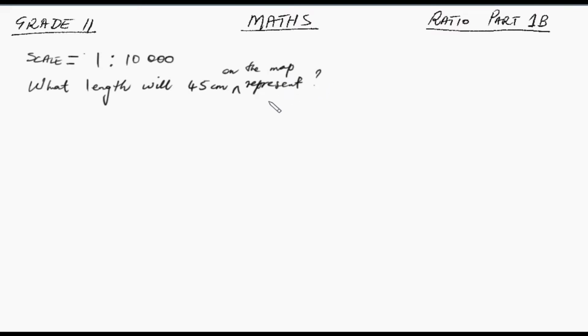Now what does this mean? You are given a scale 1:10,000. So the question is, what length will 45 centimeters on the map represent? That means the 45 centimeters here is the distance on the map, on the sheet of paper. So you want to find the actual length on the land using this ratio, or the scale. This scale is given as a ratio.